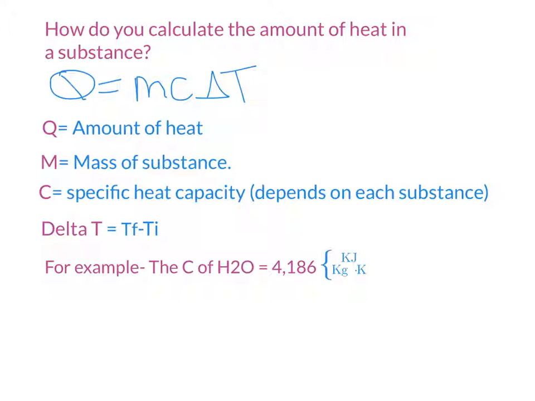Q equals m times c times delta T. Q is the amount of heat. M is the mass of the substance. C is the specific heat capacity, which is different depending on each substance. Delta T is the final temperature minus the initial temperature. Here's an example. The C of H2O is 4,186 joules per kilogram times K.